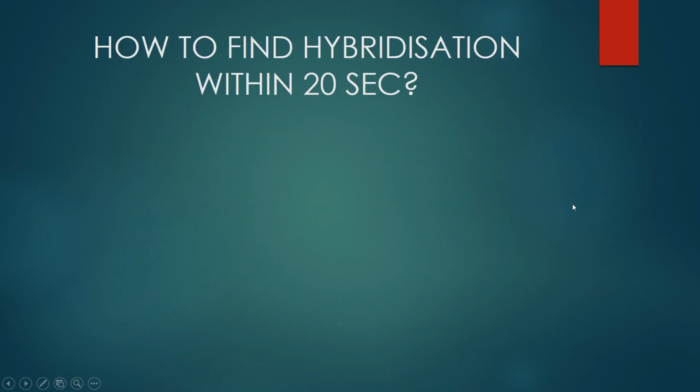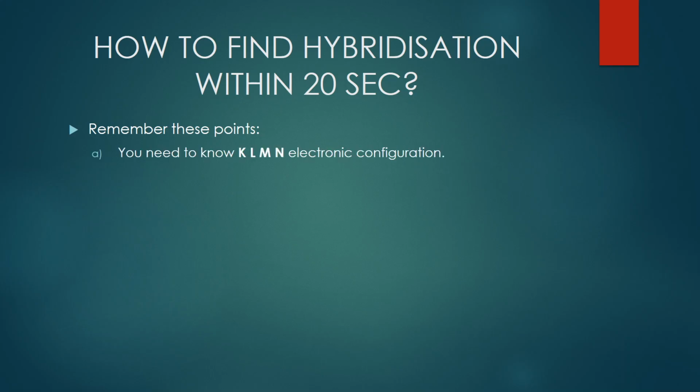Today let us learn how to find the hybridization of a given compound within 20 seconds. To do it, we have to remember some points there. You need to know the KLMN configuration of the particular element in the given compound.